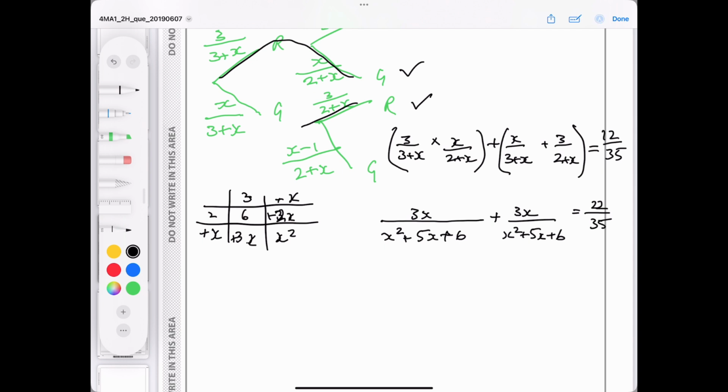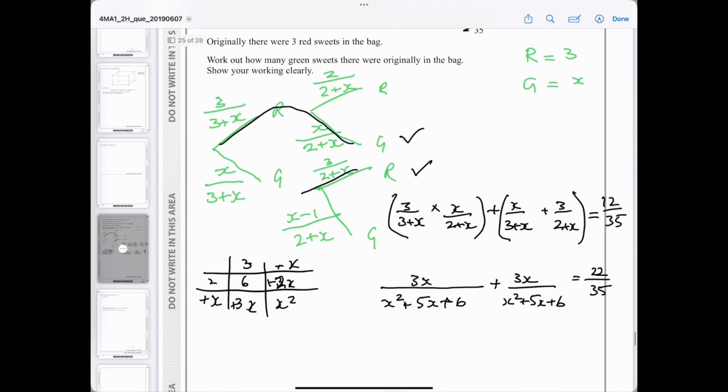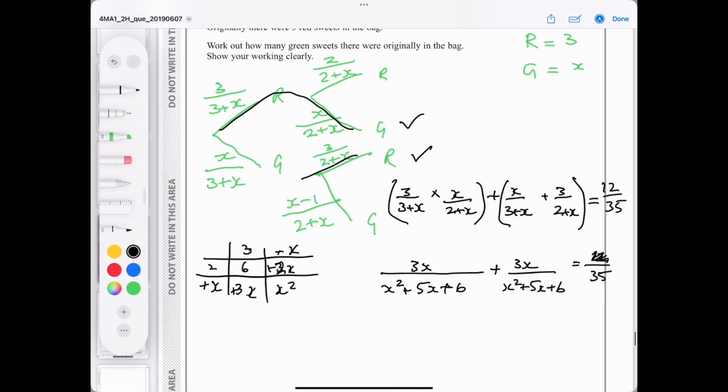22/35. I actually can't read that very well, I'm just going to check. No, it's 12. Okay, was worth checking. So that plus that, we've got the same denominator, so 3X plus 3X is 6X over X squared plus 5X plus 6 equals 12/35.